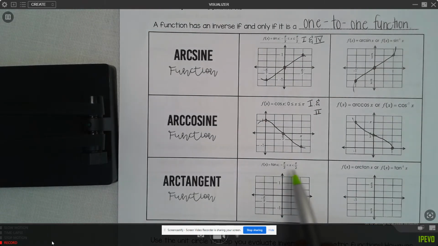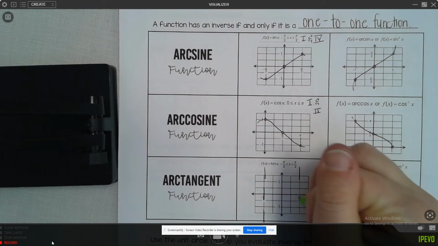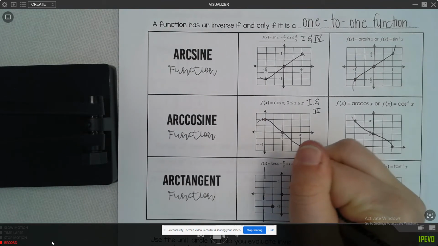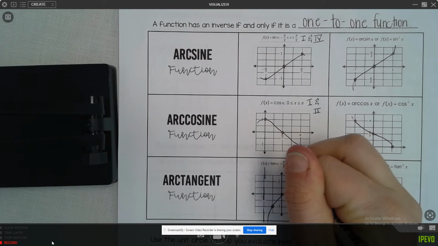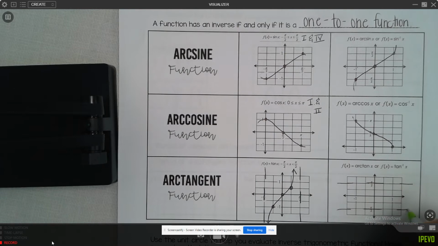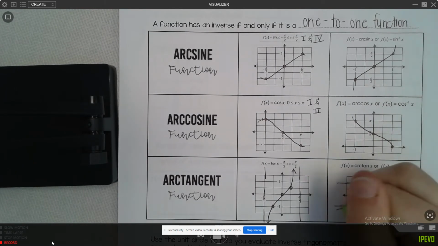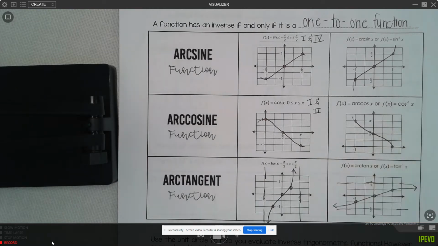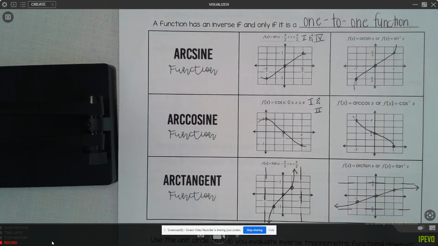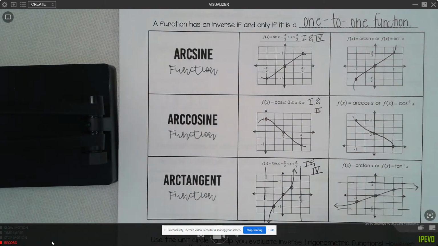Tangent from negative pi over 2 to pi over 2. Negative pi over 2 is undefined. Pi over 2 is undefined. Negative 1, 0, and 1. Like so. So then we flip it to get our arctangent. Okay, so again, negative pi over 2 to pi over 2, quadrants 1 and 4 for sine. Also quadrants 1 and 4 for tangent, and quadrants 1 and 2 for cosine.